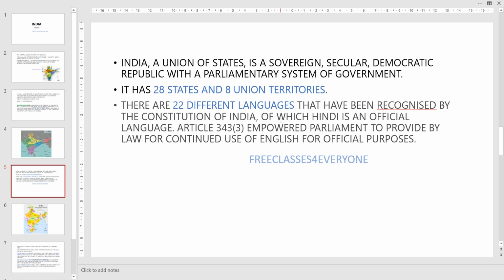Okay? And even according to Article 343 Clause 3, English is allowed to be used for official purposes. Okay? In the government offices or courts or anywhere. Now English is allowed to be used for any official purposes.